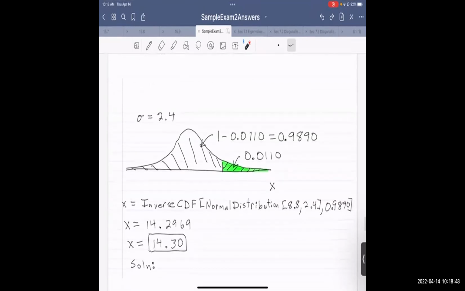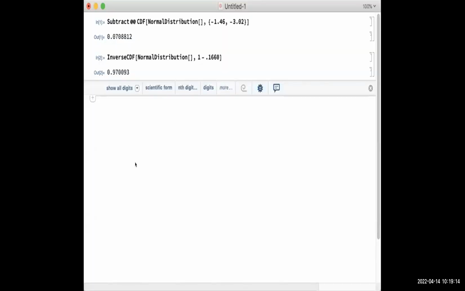We want to find this critical value here, where the area of the right tail was 0.0110. And so I'm going to use the inverse CDF of the normal distribution with the parameters 8.8 and 2.4, and the area of the left tail. And so let me type in those commands. And so we're going to be using the inverse norm.